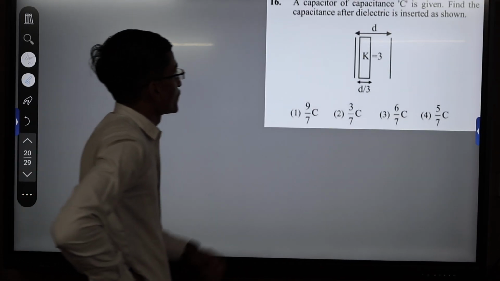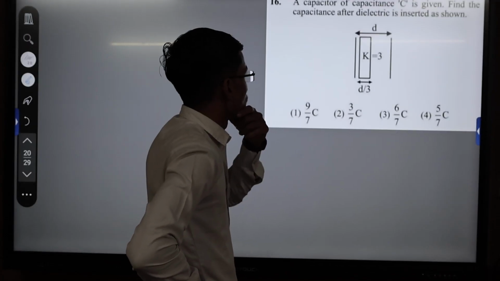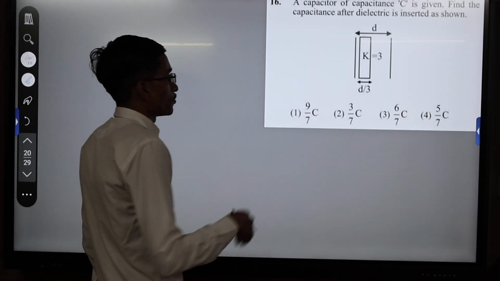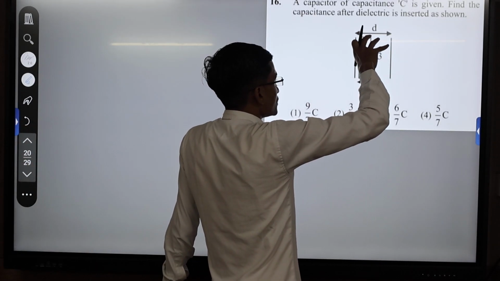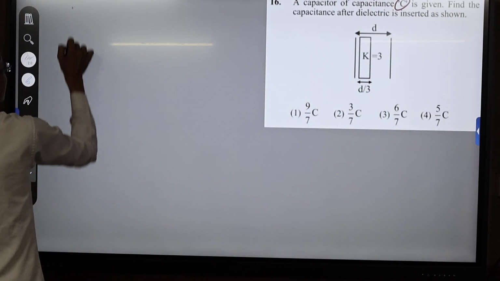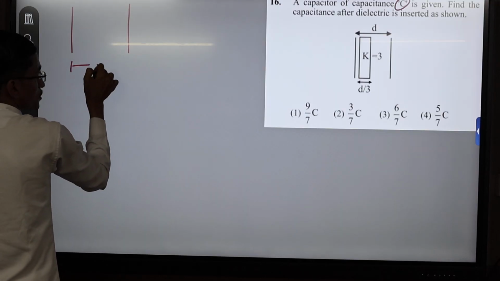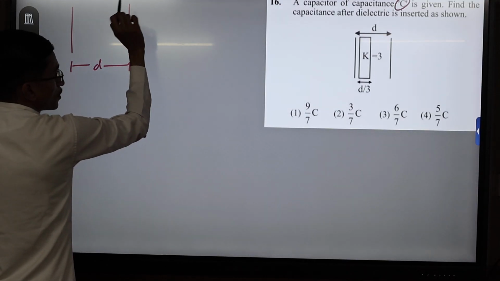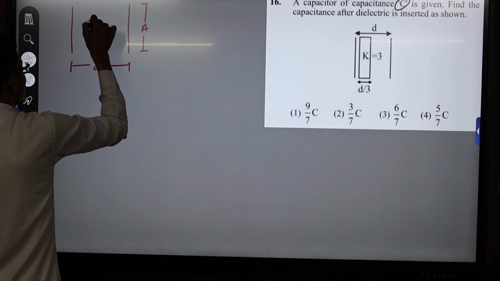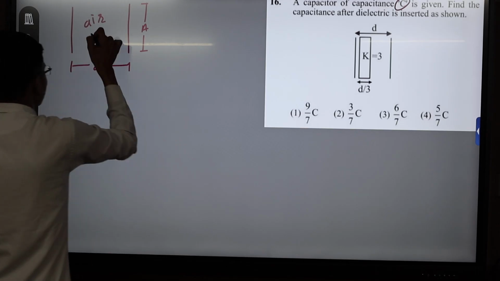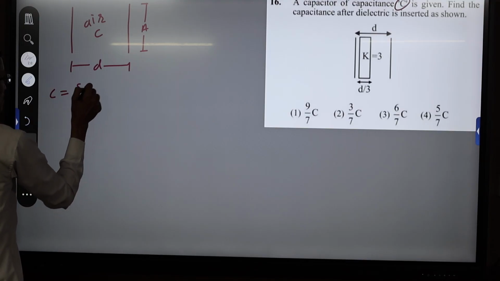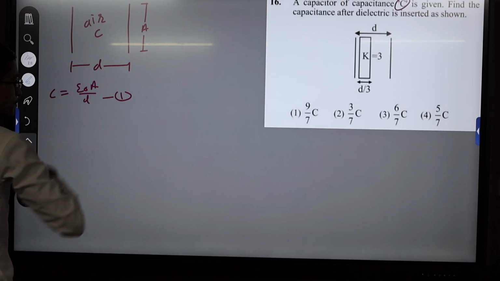Okay. Other question: a capacitor of capacitance C is given. Find the capacitance after dielectric is inserted as shown. First of all, there is air between these 2 plates, and the capacitance of this capacitor is C. Let us say that these plates are at a distance d apart, and the area is A. When there is air between the 2 plates, the capacitance is C, and C we can write as epsilon A by d.